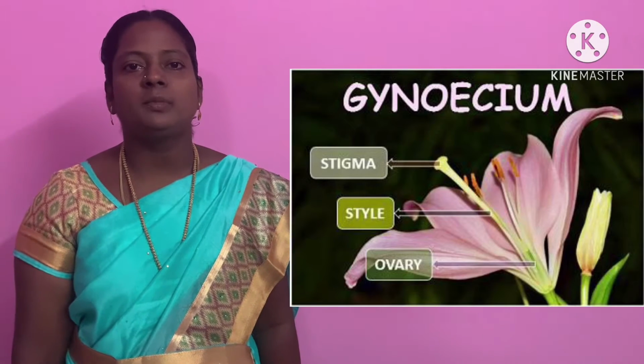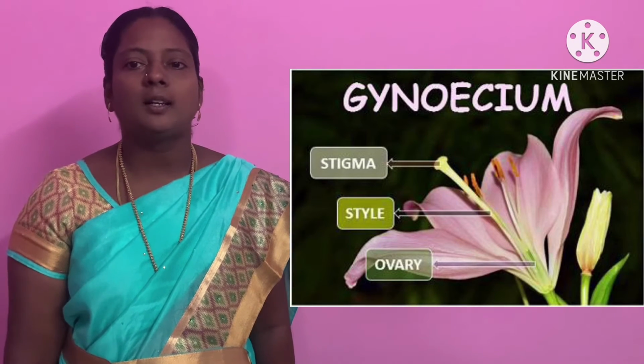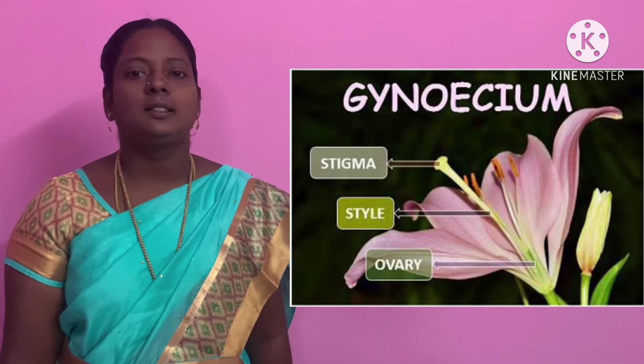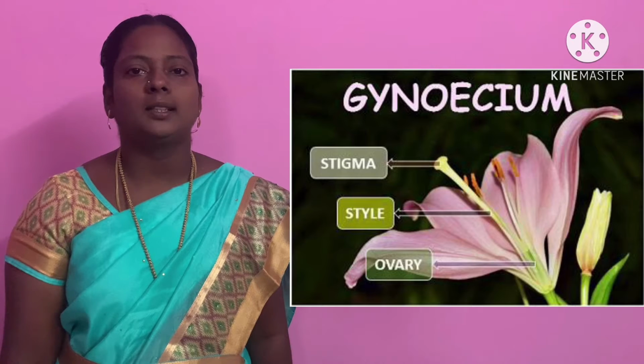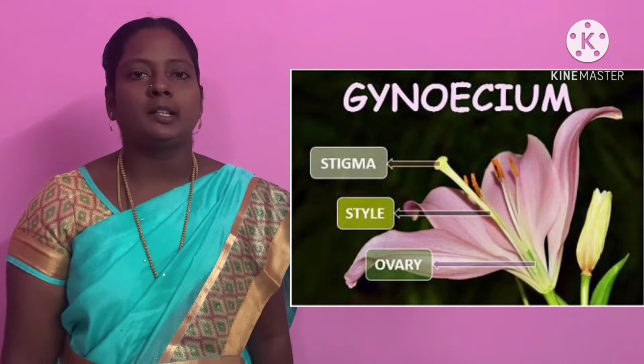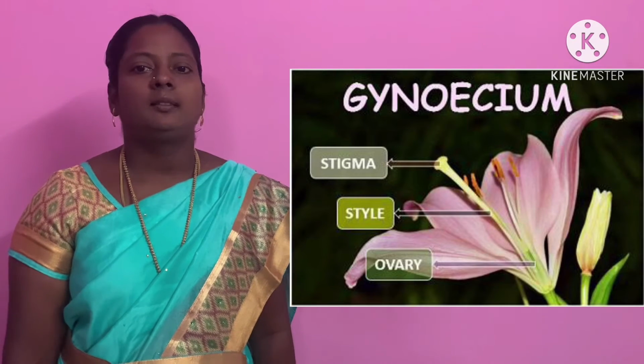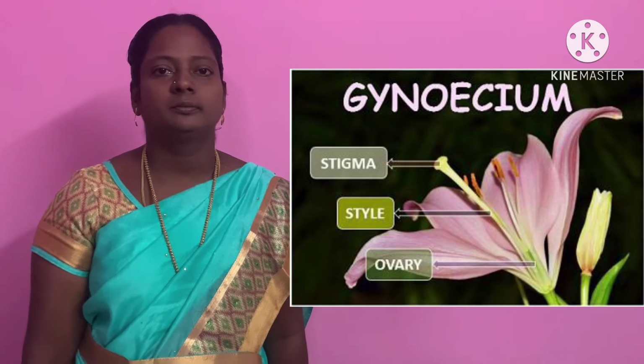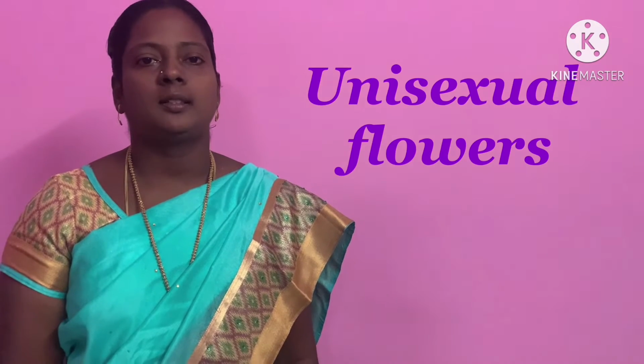The gynoecium is the innermost whorl of a flower. It consists of pistils and is typically surrounded by the pollen-producing reproductive organs. The stamens are collectively called the androecium. The flowers which contain either androecium or gynoecium are called unisexual flowers.